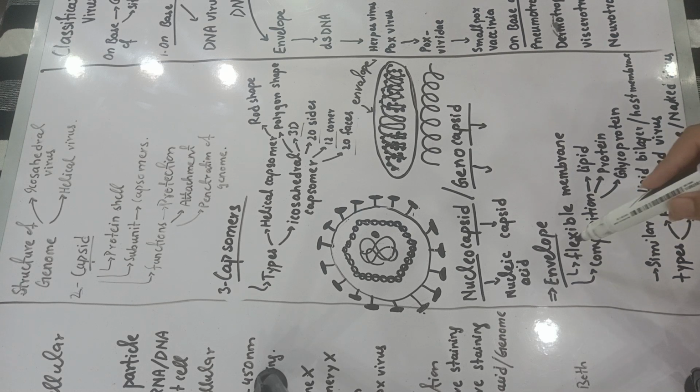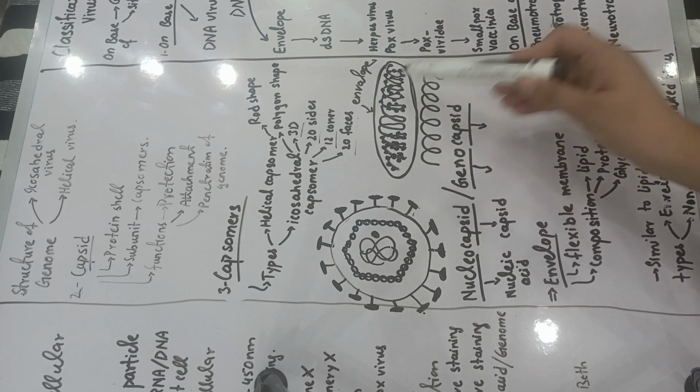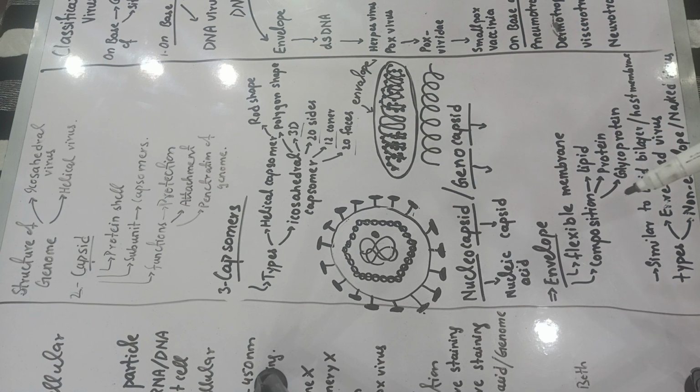Now the last morphology of the virus is the envelope. The envelope is the covering around the capsid. Some viruses have this envelope, but some have no envelope. This envelope is actually a flexible membrane around them. It is composed of lipids, proteins, and glycoproteins. The spikes are composed of glycoproteins. They are similar to the lipid bilayer of the host membrane.